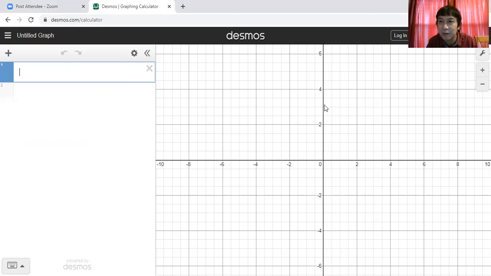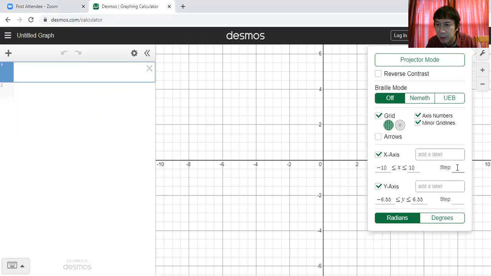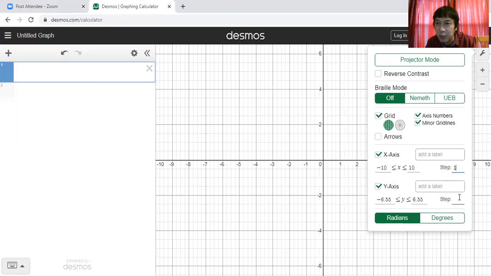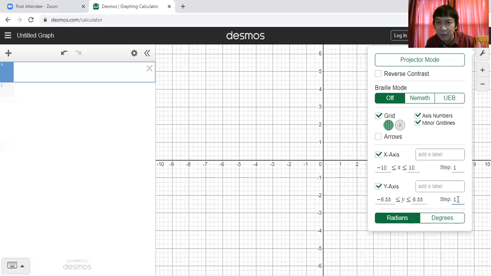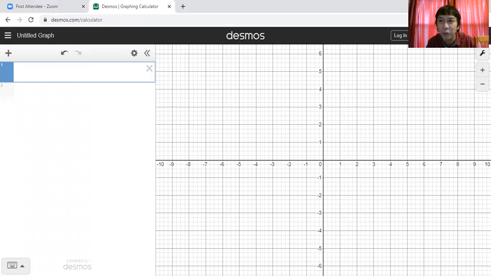Now we're going to adjust this so that it will have the natural numbers 1, 2, 3, 4, 5, and negative 1, 2, like that. We use the upper right wrench to see the menu, and adjust the step to 1. You see the changes in the x-axis, it's now by 1. Also check the y-axis, use 1 there, so it will be adjusted to the natural counting numbers 1, 2, 3, 4. Now click the wrench once more to make the menu disappear, and we're all set.